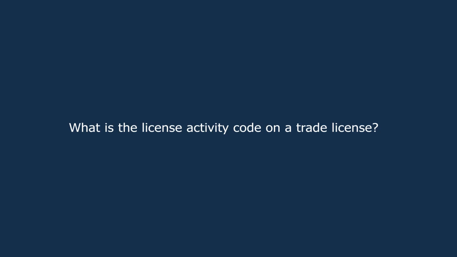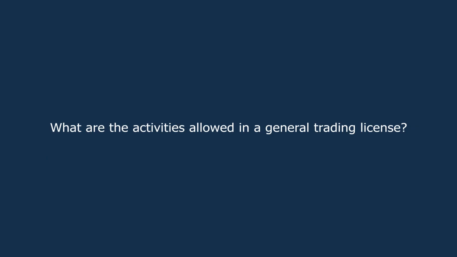What is the license activity code on a trade license? The license activity code on a trade license is the unique identifying code specifically assigned to a particular business activity. These activity codes appear on the business license and provide a description of the specific business activity approvals permitted within that particular activity code.